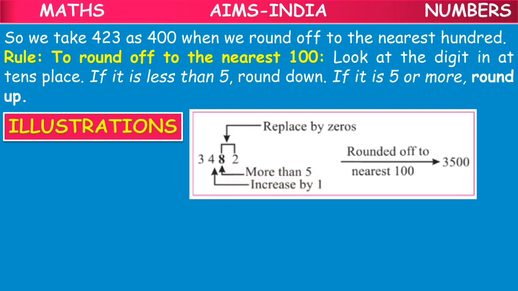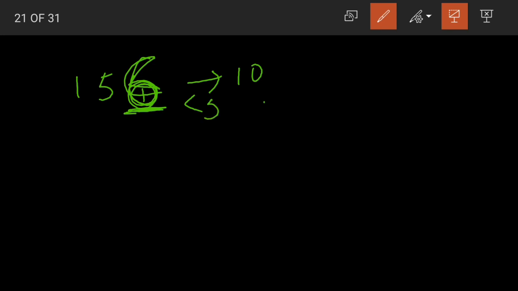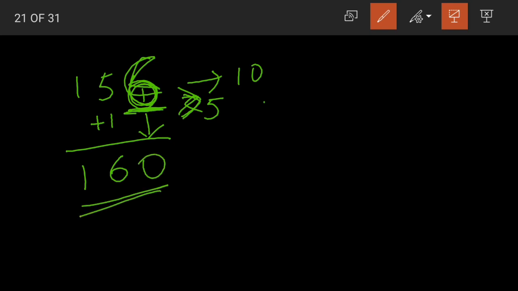So what will we do? What did we do for the nearest 10? See, if this is the number and we had to round it off to 10, let us take 6. We looked at the number in the ones place, which is 6. Now this is greater than 5. So we added 1 to the number in the tens place. It became 16, and we replaced the number in the ones place with 0. We got the answer as 160.